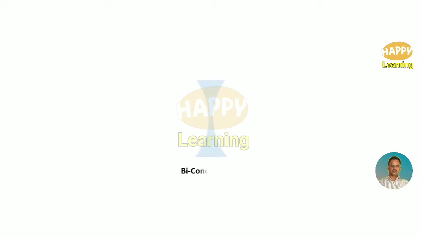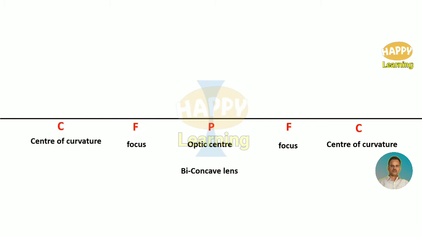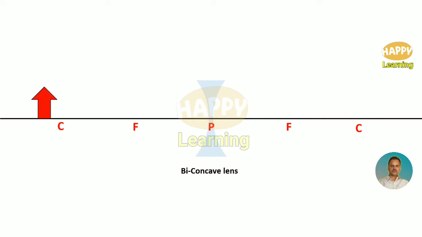Okay, right. Then, this is biconcave lens. Its principal axis, optic center P, one focus F, one center of curvature C, and similarly on the other side, one focus F, one center of curvature C. An object is taken beyond C. So this is an object. Select a ray from the object such that it is parallel to the principal axis.